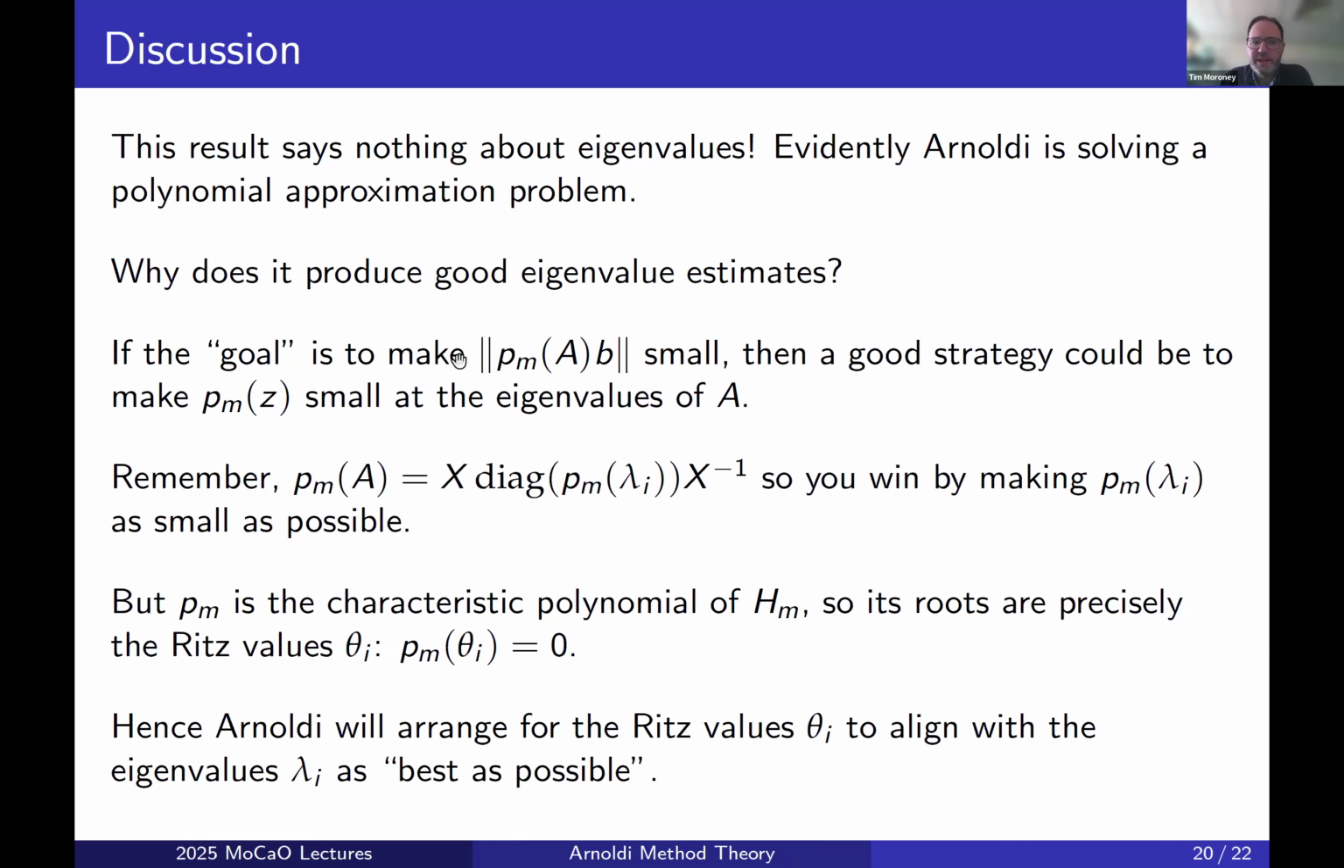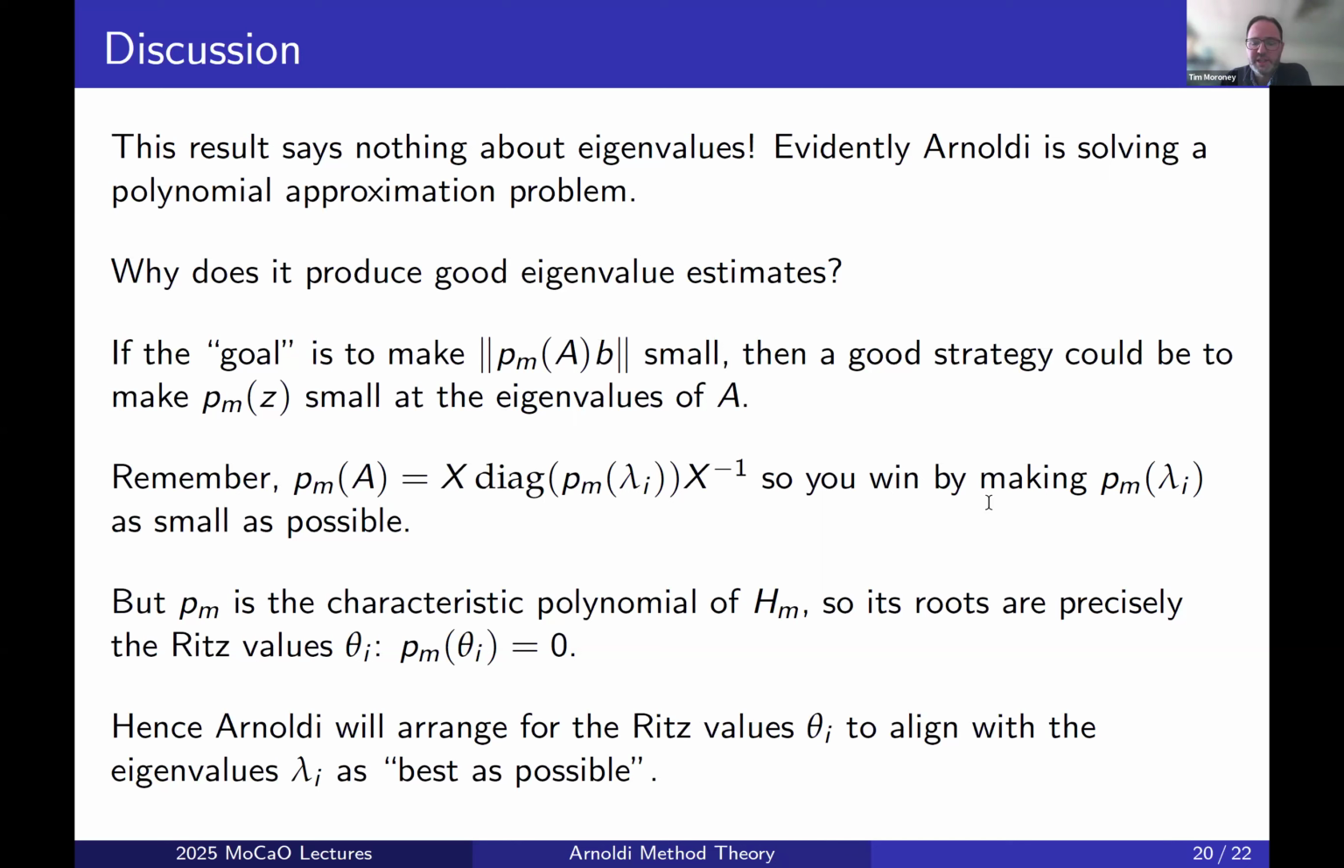Remember, if you're finding the polynomial of A, we've always said that A is going to be diagonalizable. This is the same as hitting it with the matrix of eigenvectors either side, one inverted, and the diagonal matrix of the polynomial at the eigenvalues of A. So the polynomial of the matrix is controlled by the values of that polynomial at the eigenvalues of A. So you win by making this polynomial as small as possible at the eigenvalues of A.